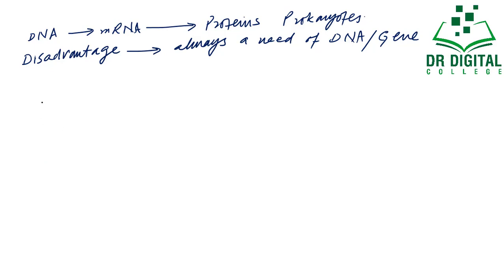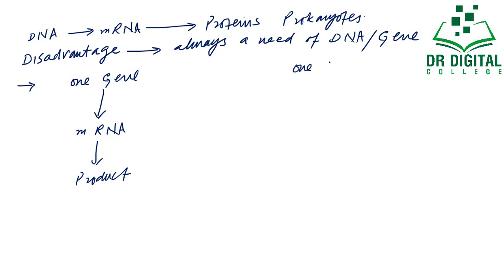Moreover, there is another reason: if there is one gene, it will form one mRNA, and from one mRNA there will be one product in case of prokaryotes. But in case of eukaryotes, for example if there is one gene, it will form one mRNA, and now this one mRNA can be processed one way or the other way.